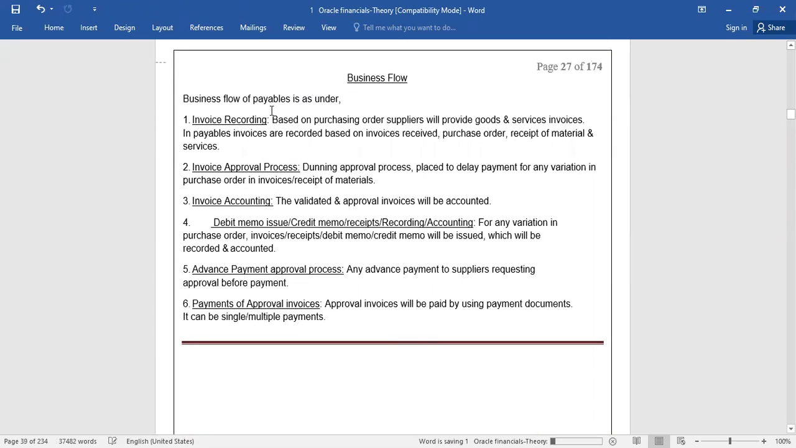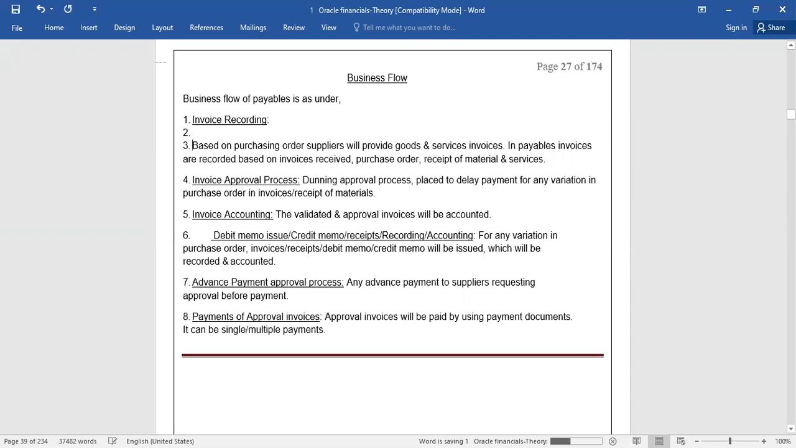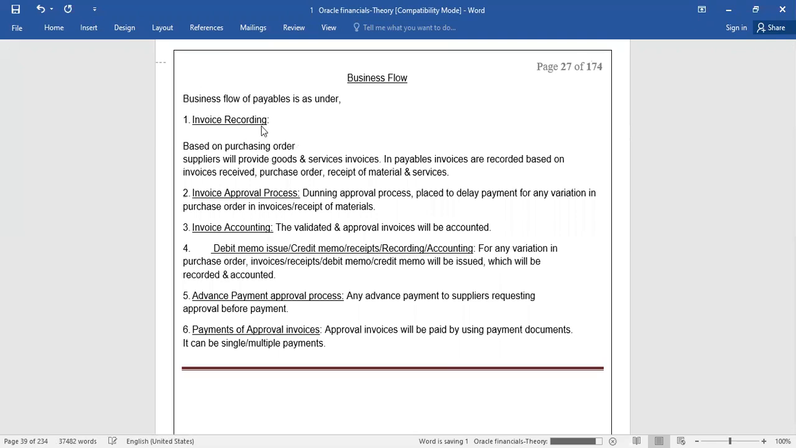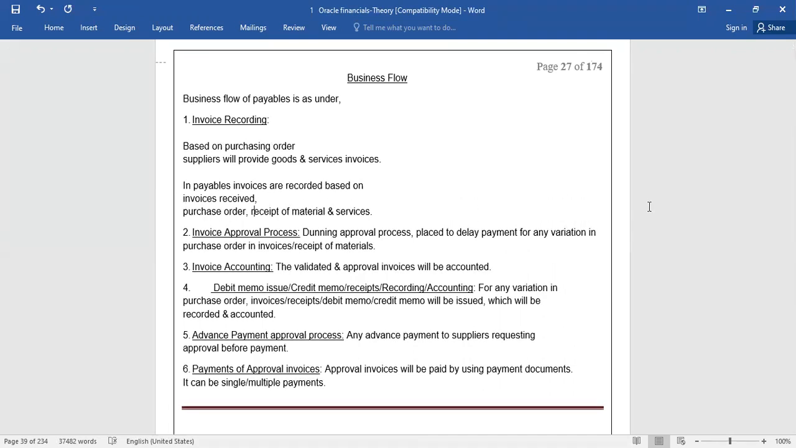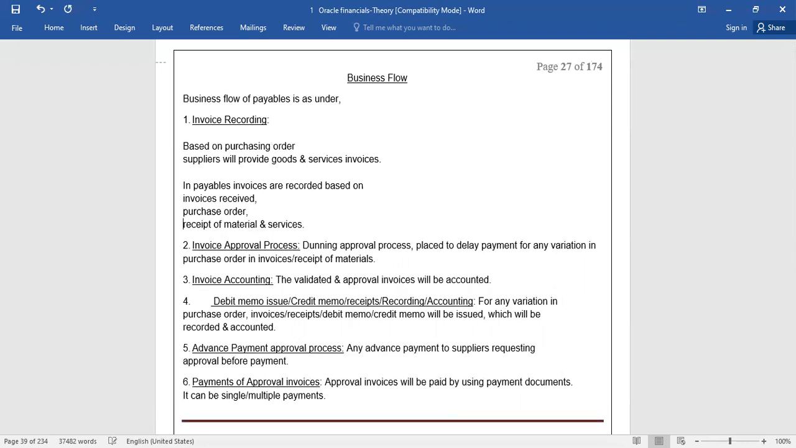So there is a business flow, starting with invoice recording. If your organization implements the purchase order, then suppliers will provide goods and services based on the purchase order. Payable invoices are recorded based on the invoice. First, you would see the invoice received, the purchase order, and the receipt of material. What happens when only the purchase order is received and there is no receipt of material in the godown or services?